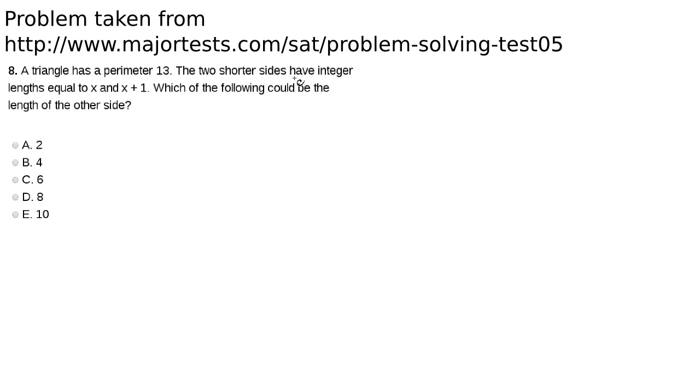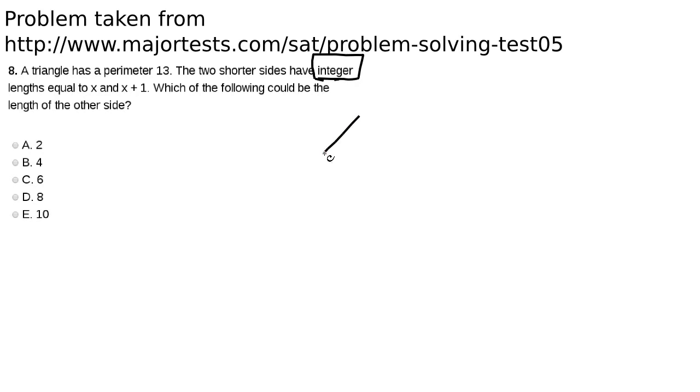The two shorter sides have integer lengths. Again, I had a problem recently where I messed up on the fact that one of the variables had to be an integer, and so I'm extra sensitive to that now. So when I see integer, I'm highlighting that for myself. Integer lengths equal to x and x plus 1.